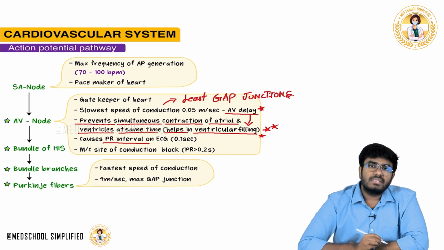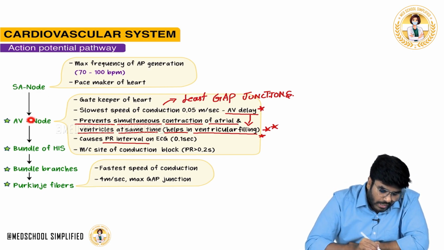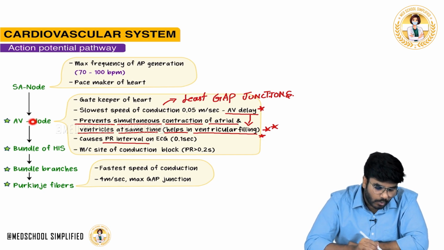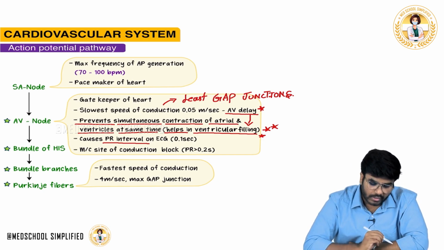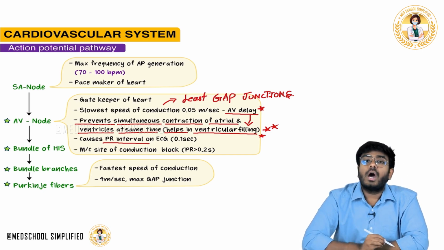Sometimes, do you know what happens? The impulse coming from the SA node will come to the AV node, and in the AV node, it will be blocked. The impulse is going to be blocked. So, this is called conduction block or heart block.